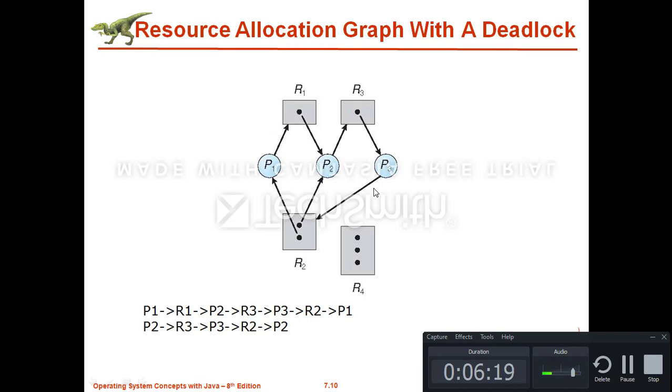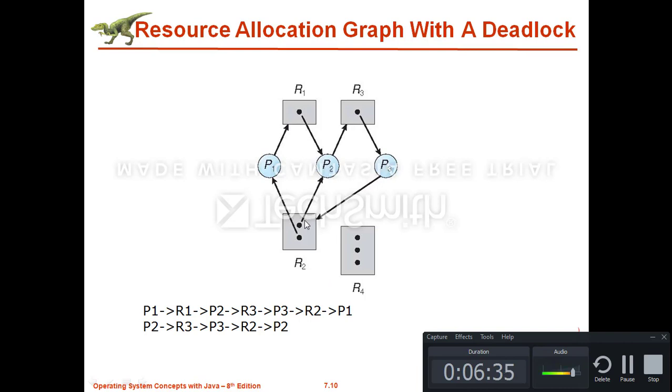So let's see it with a cycle here. P1 is dependent on R1, but R1 is with P2. P2 is dependent on R3. R3 is with P3. P3 is dependent on R2. R2 is with P1. Then there exists a cycle here. This is one cycle.